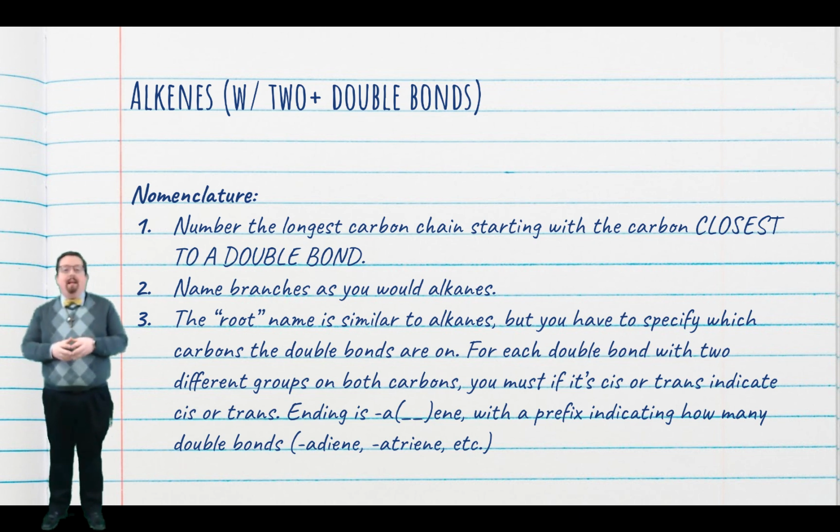extra little step at the end. You have to include a prefix, di, tri, tetra, etc., before the "ene" part of your ending to your root name. This is often preceded with an extra "a" to give the name a nicer flow. For example, 2 double bonds would be a diene, 3 double bonds would be a triene, and so on.